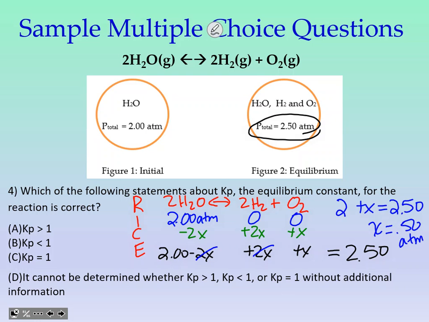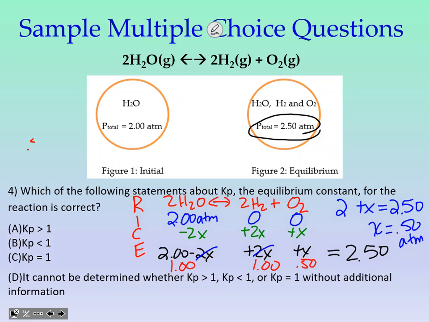So this one, 2 minus 2 times 0.5, gives us 1. This one is 2 times 0.5, which is also 1, and this one's going to be 0.5. So now we can figure out our equilibrium concentrations. Very easy numbers too. So now you can calculate Kp.